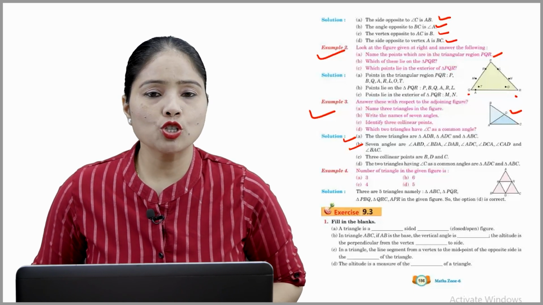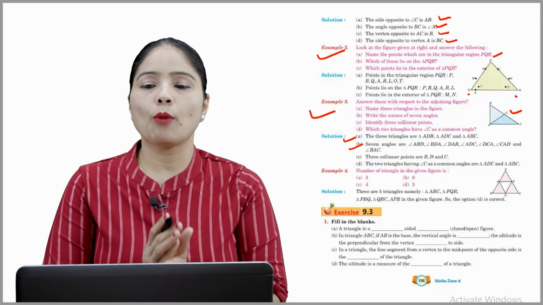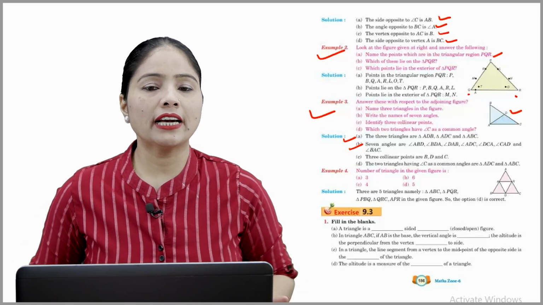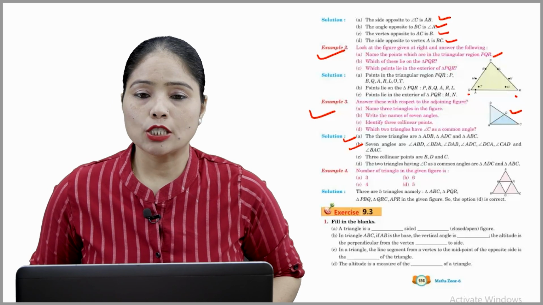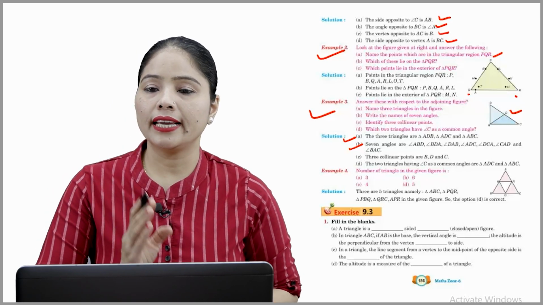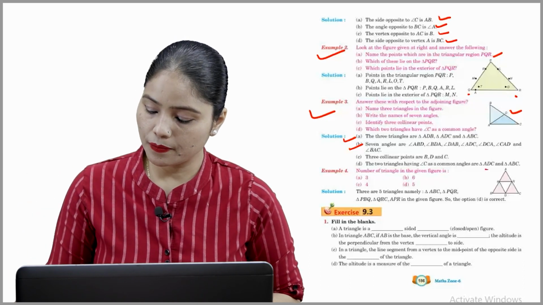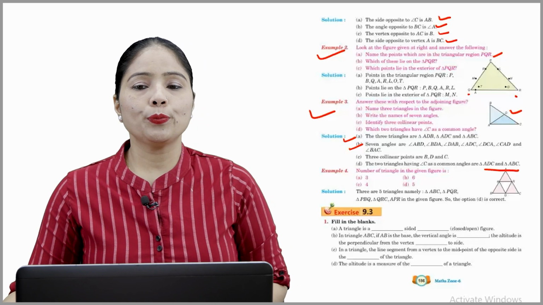Fourth point: which of the 2 triangles have angle C as a common angle? So the 2 triangles having angle C as a common angle are angle ADC and angle ABC, like this. Okay, I hope you understood well.